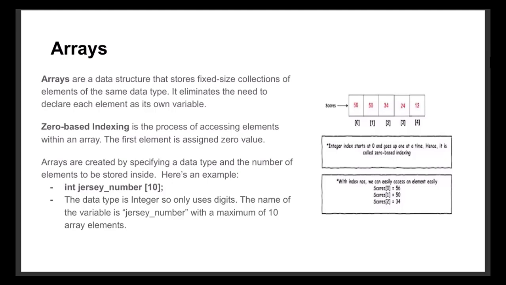In an array, we use zero-based indexing. So the first element contained within your array will have an index value of 0. And as you go through the array, each individual element will go up 1 in numerical value. So you'll begin with 0, 1, 2, 3, 4, and so on.